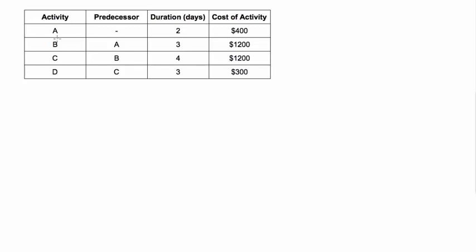Alright, here we have a project with 4 activities. It has some logic here. A comes first, it has no predecessor. B has to come after A is done, C has to come after B is done, and D has to come after C is done.